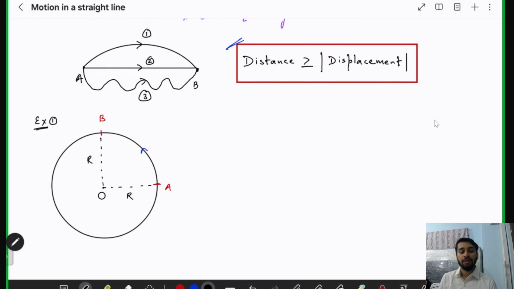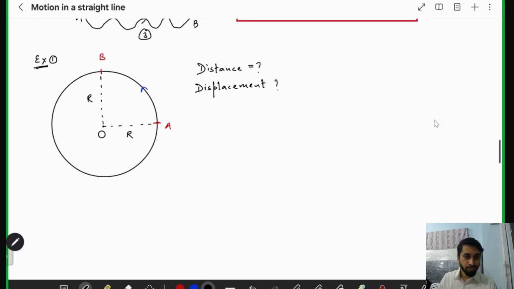Now in this case, we need to figure out distance and displacement. So how much will be the distance in this case? And how much will be the displacement? These are the two things we need to figure out. It's a simple thing. I'm sure you understand how to find these things. Let us see.